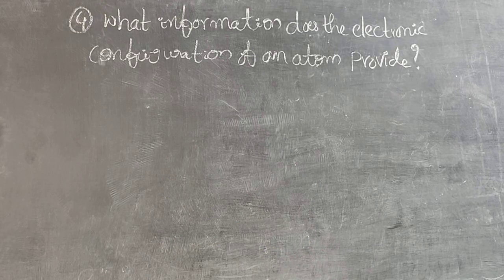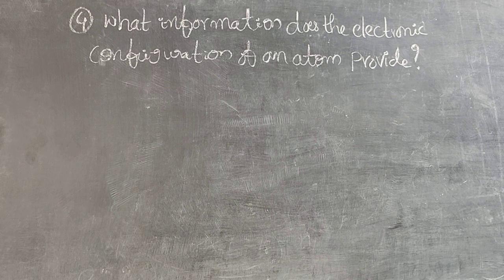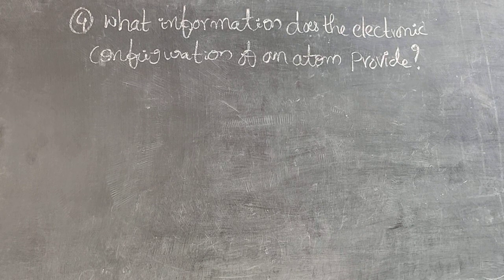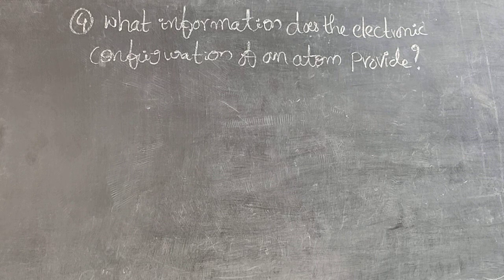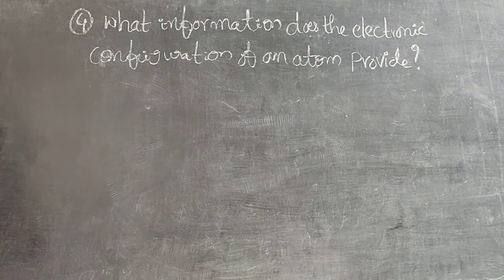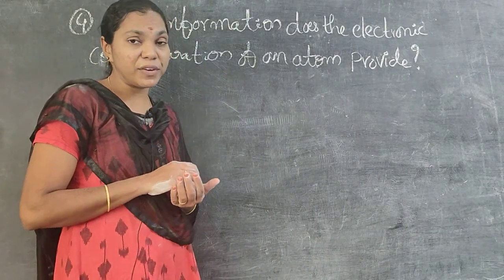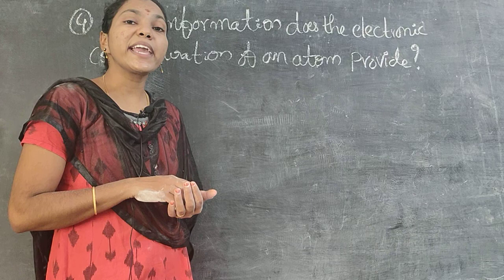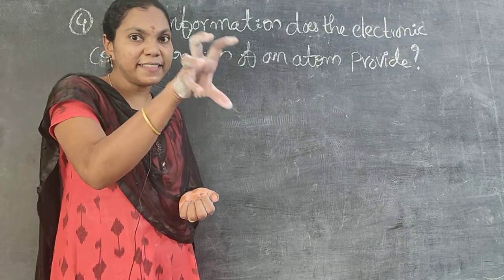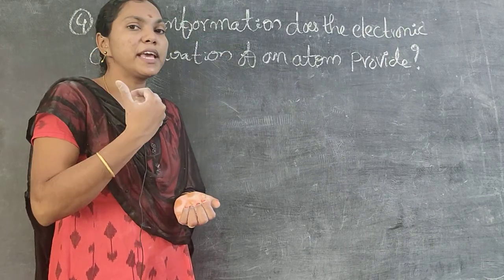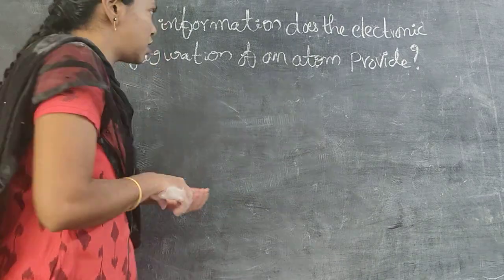Next question is, what information does the electronic configuration of an atom provide? By seeing the electronic configuration of an atom, we can understand what type of information?